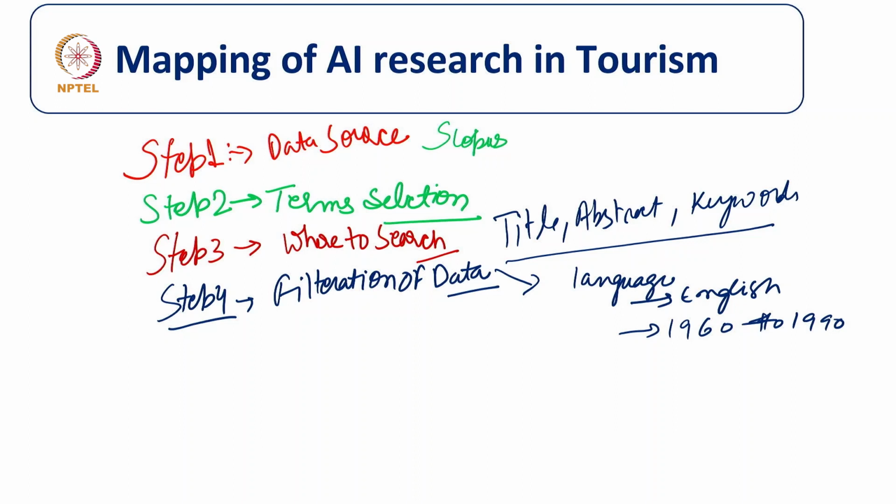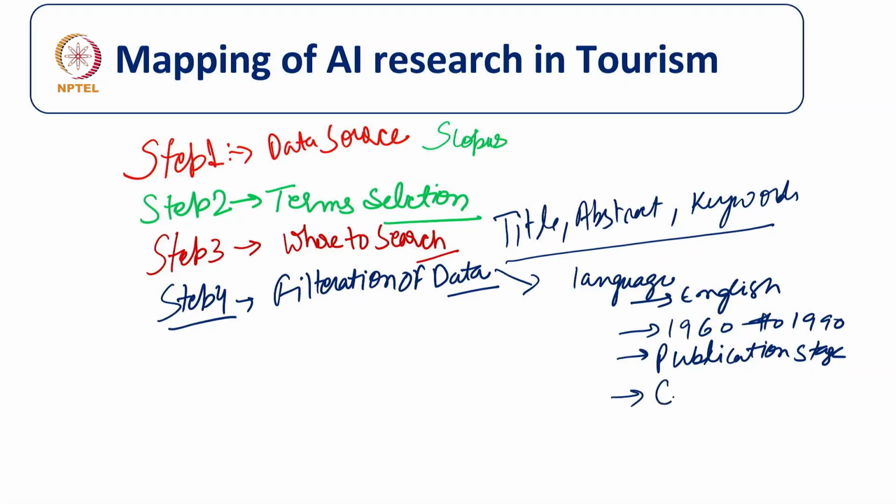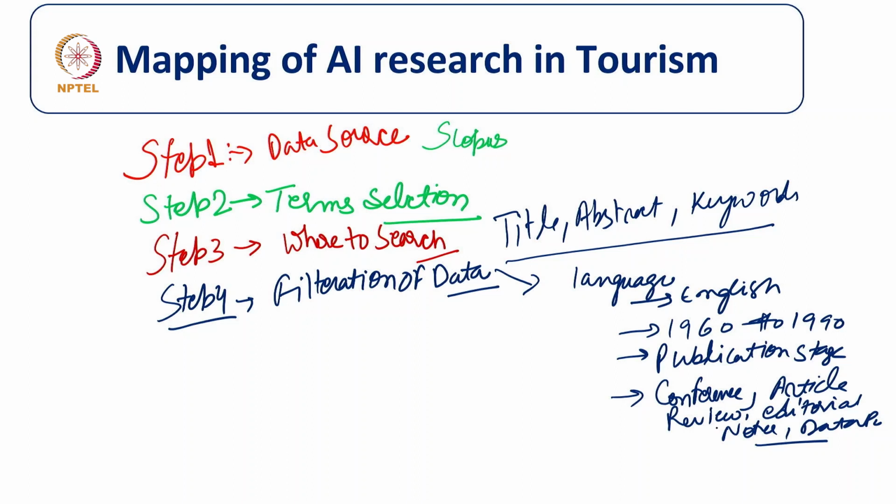Then we may want to filter the results by publication stage. Some of the articles may not be published, so we may move to the publication stage. Then we may want to filter the data based on the document type. We can have the document type conference paper, article, review paper, editorial, notes, data paper, and so on. Among these categories we may want to restrict our data either to conference papers, or articles, or review papers.